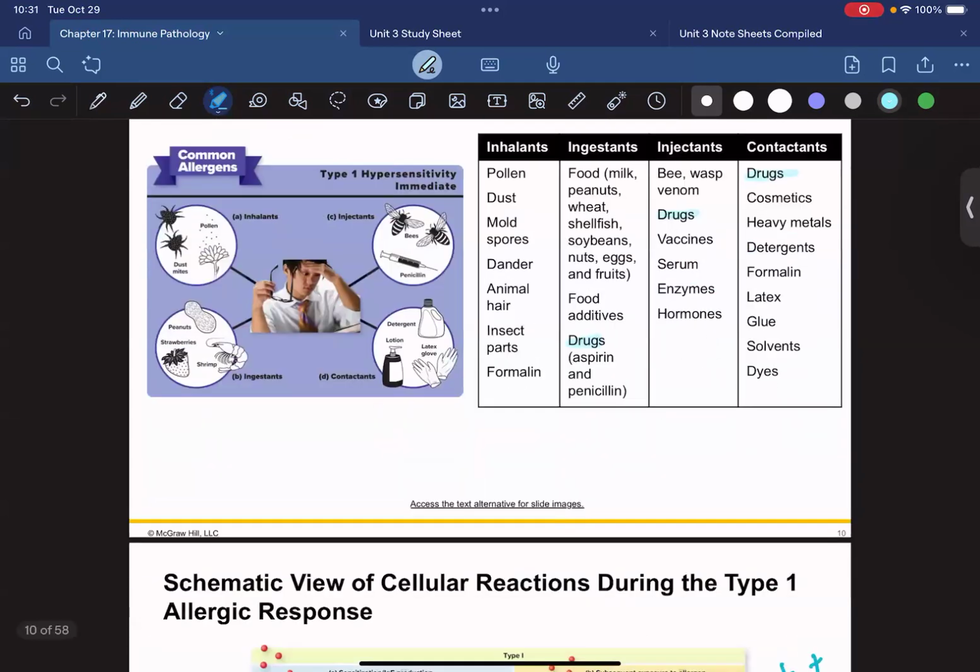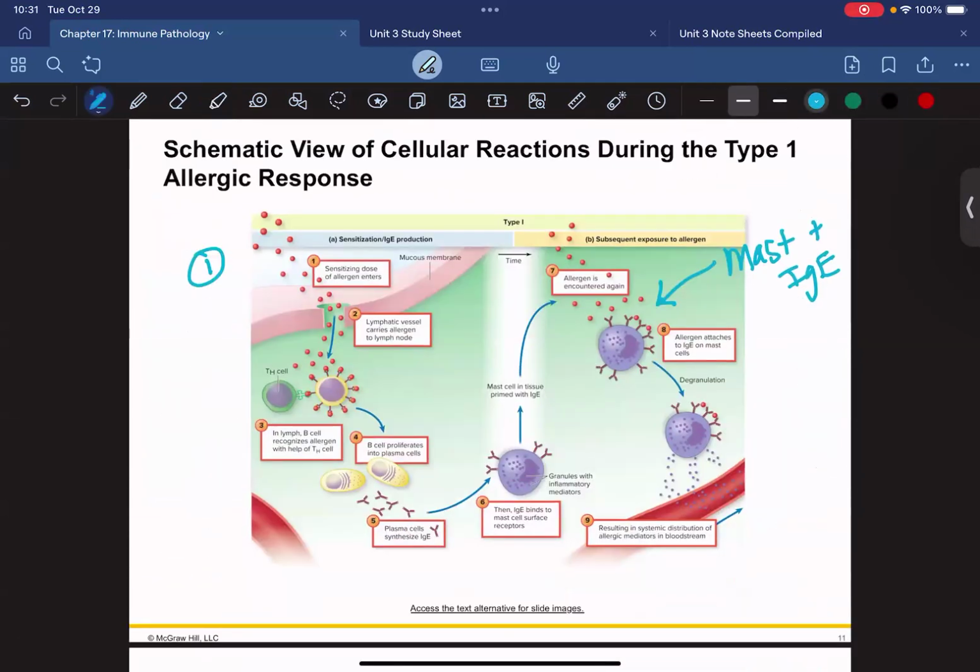All right, so here is how your cellular response works as far as responding to an allergen. All of this depends on a sensitizing dose. So that sensitizing dose is just like when we were talking originally about our primary response versus our secondary or anamnestic response with our antibody.